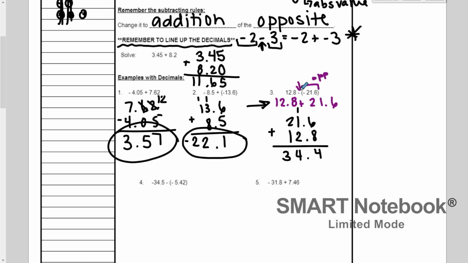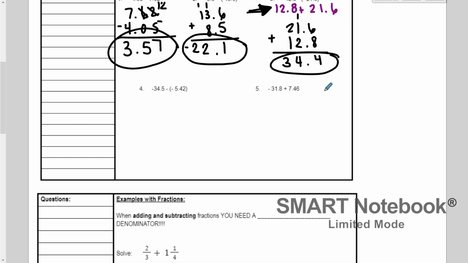We look at this problem right here. We don't look back up to the original problem. We look to the problem that we rewrote to see what sign our answer has. They are both positive numbers, so it's a positive 34.4. We always look to the problem that we rewrote.